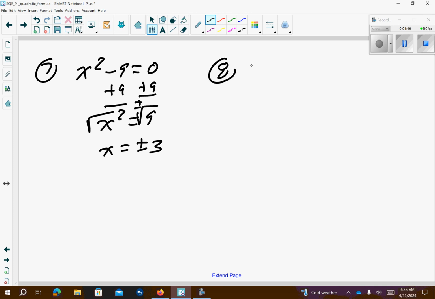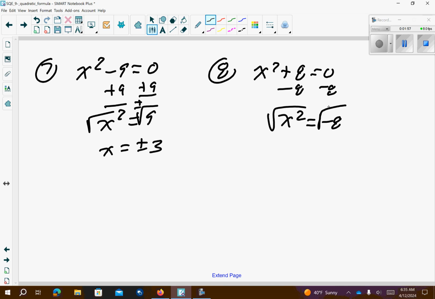Number 8, we had x squared plus 8 equals 0. Subtract 8 from both sides. So x squared equals negative 8. Square root. Don't forget the plus minus. Wait a minute. What happens when I have a negative under the square root sign? You write no real solution.